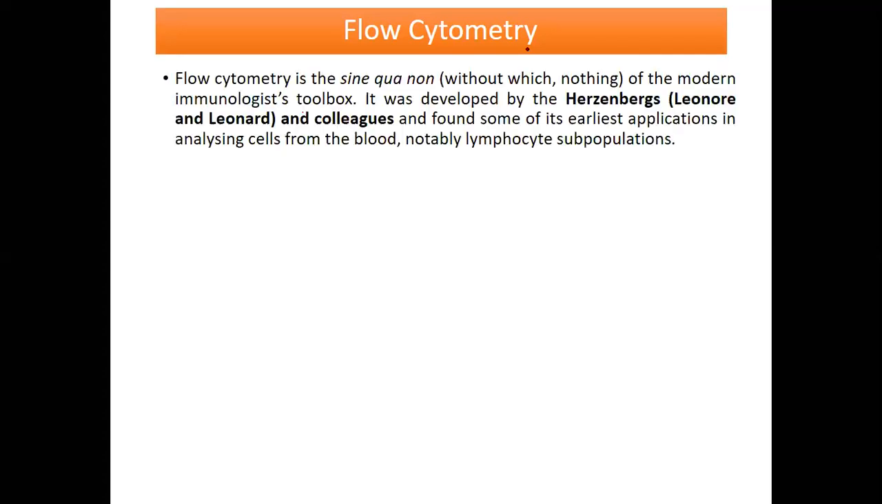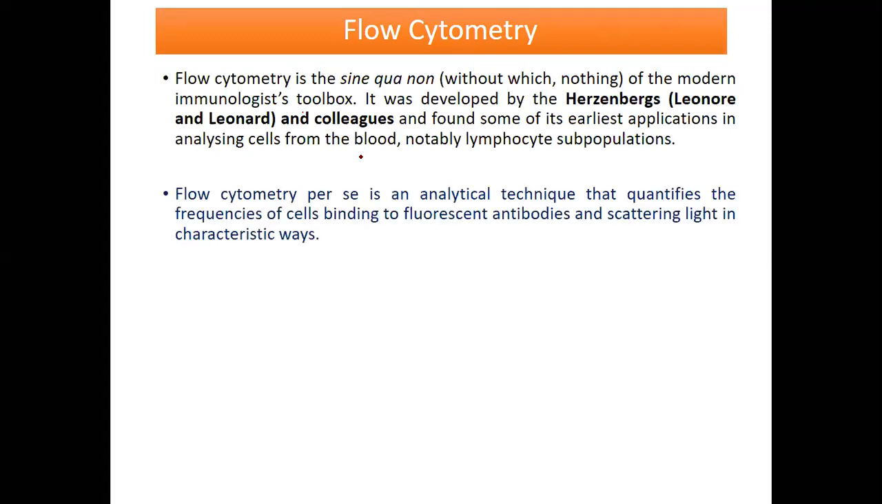the flow cytometry. The flow cytometry is a modern tool, which has been developed by Herzenberg and colleagues. They found the earliest application in analyzing the blood, notably the lymphocytes. So nowadays you cannot think of a laboratory which is into major research without this equipment.